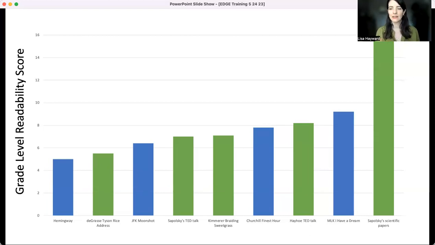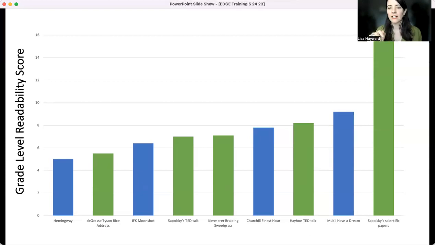Robert Sapolsky, I love. He's written a ton of books for a public audience. He's a neuroscientist. So it's interesting because his TED Talk here is one example of his communication style. He's at a 7th grade level. Whereas if you look at his scientific papers for academic journals, he's way up there at a 16. That's well above postgraduate level. Very dense talk, very dense papers.